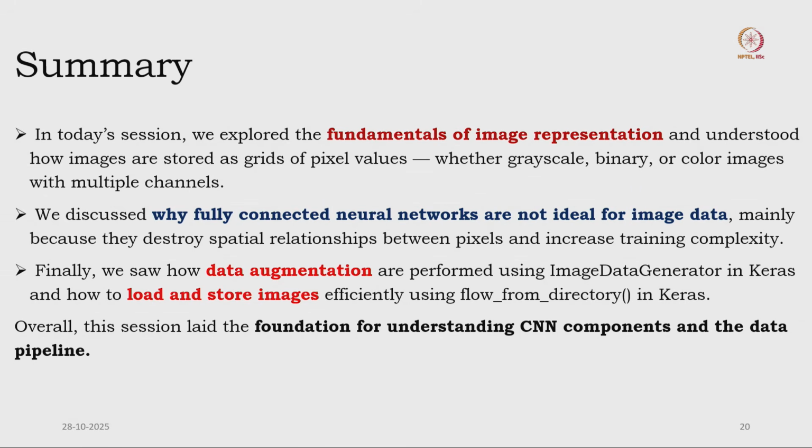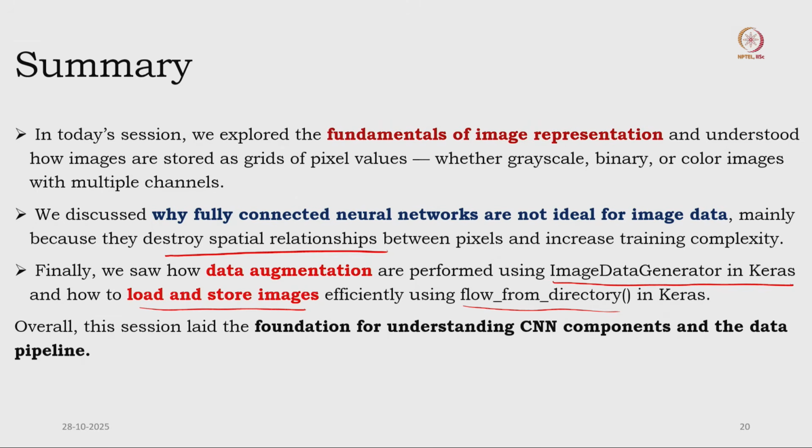And then we have seen why not use a fully connected neural network for images. Ideally, the most important reason is that it loses the spatial relationship. And then we have seen the different data augmentation techniques, how we can perform data augmentation using ImageDataGenerator in Keras, and how to load and store the images for implementation. This is done by using flow from directory.